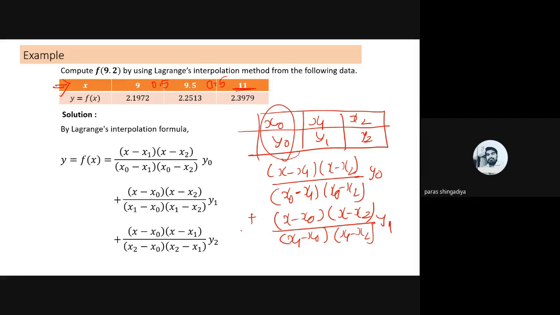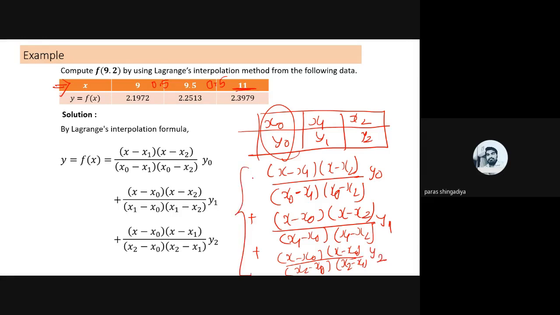And then after that, the third term, use now x2, y2. So it will be x minus x0 and x minus x1, divided by x2 minus x0 and x2 minus x1, into the y2. So first we'll prepare this formula.